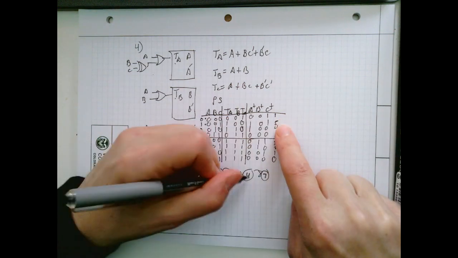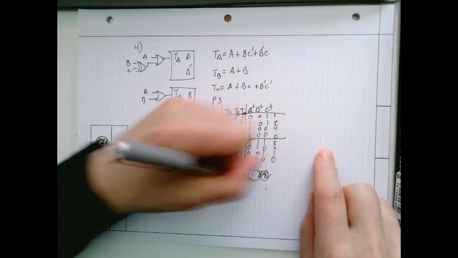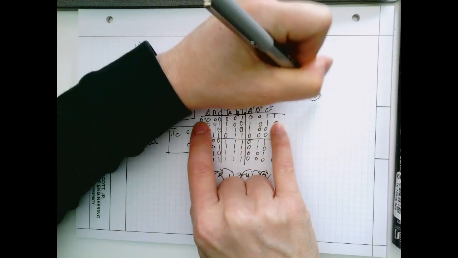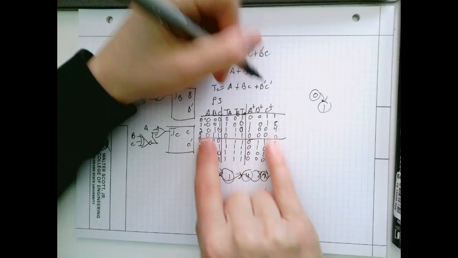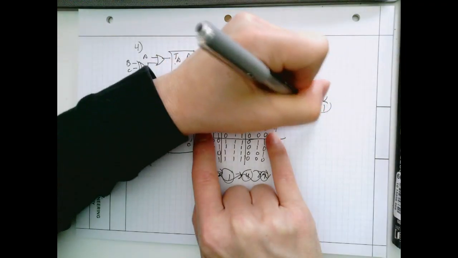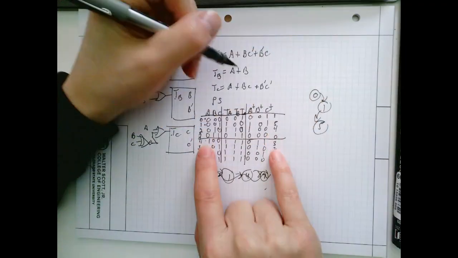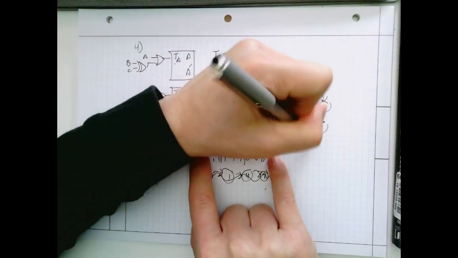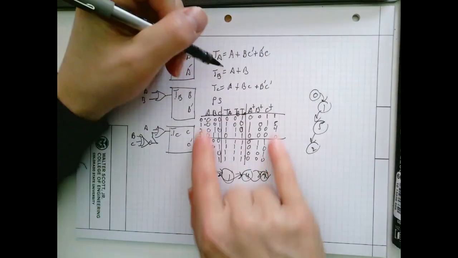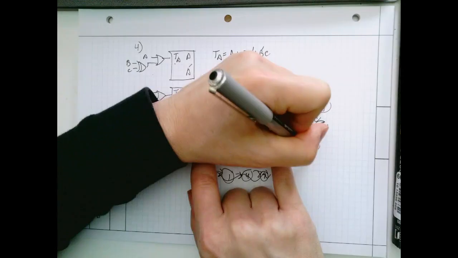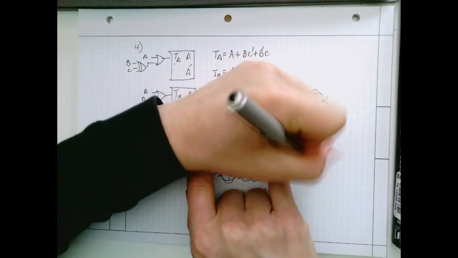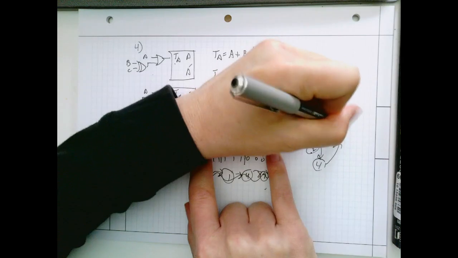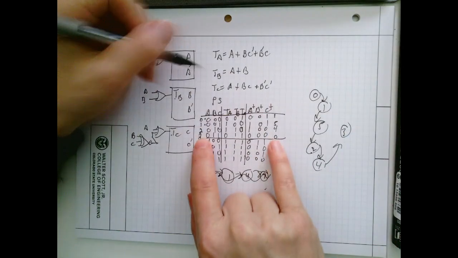1 goes to 5. Now let's do it over here. Wrong. Here. 0 goes to 1. 1 goes to 5. 5 goes to 2. 2 goes to 4. 4 goes to 3. 3 goes to 0.